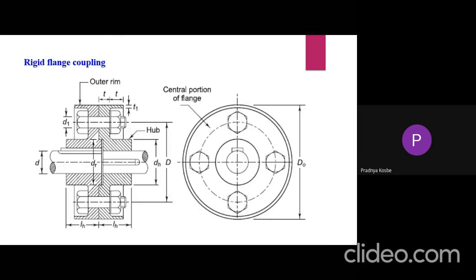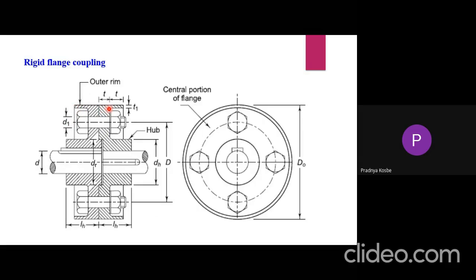This is a cross section of rigid flange coupling. This is a front view and this is side view. This is a outer flange. It consists of two halves. This is a portion which is known as the outer rim.